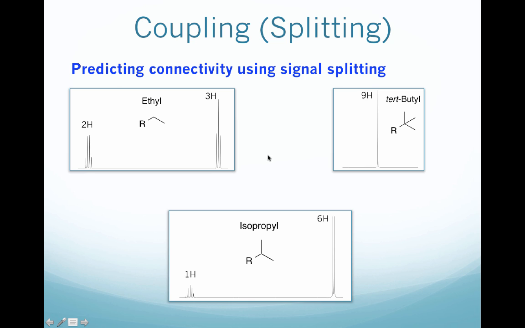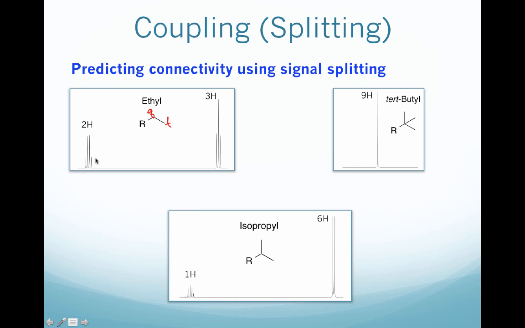This next slide just shows us some splitting patterns for some basic groups that you commonly run into in organic chemistry, and what to look out for on a spectrum to help you identify these groups. It's really the coupling that helps us peg some of these down. The first one is an ethyl group. So if you have an ethyl group in your molecule, you have a CH2 and a CH3. The CH2 group will show up as a quartet. The CH3 group, of course, will show up as a triplet. Typically, your quartet is going to show up further downfield, your triplet further upfield.